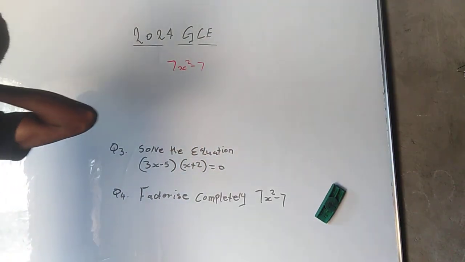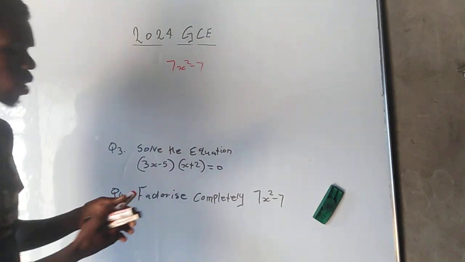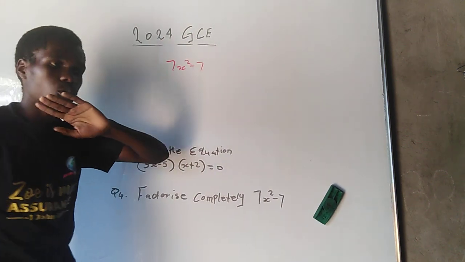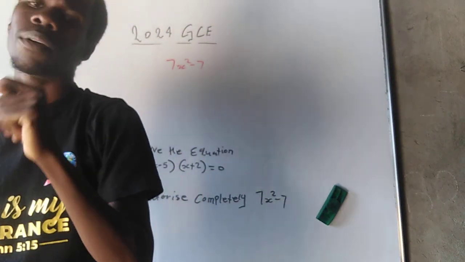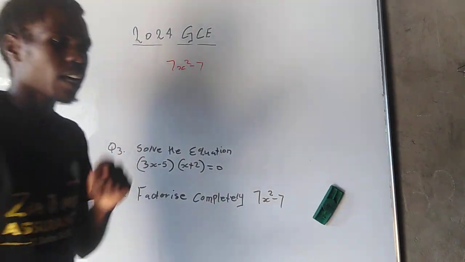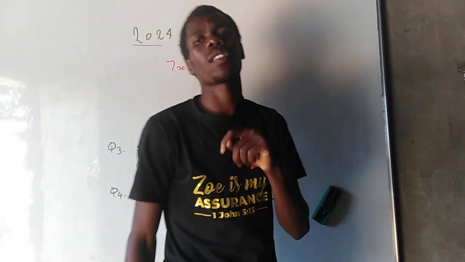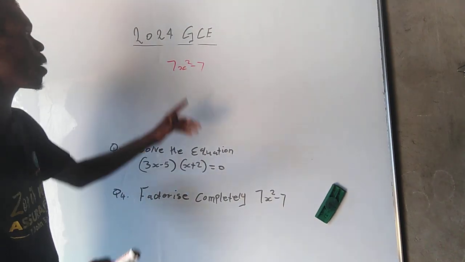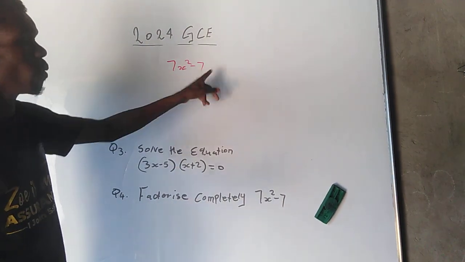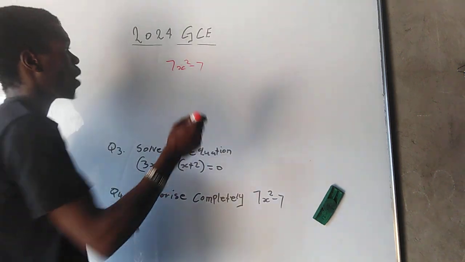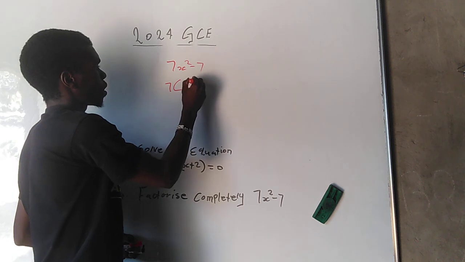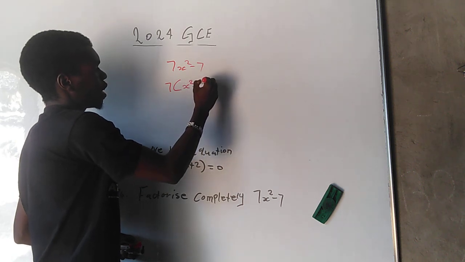So the first thing that you need to know, whenever you are dealing with a difference of 2 squares, is for you to locate the number that is appearing both sides, or the one which is common. So here, which one is common? 7 is common because 7 is appearing this side and also 7 is appearing this side. So I'm going to put 7 outside the bracket. I'm going to remain with x squared minus 7.